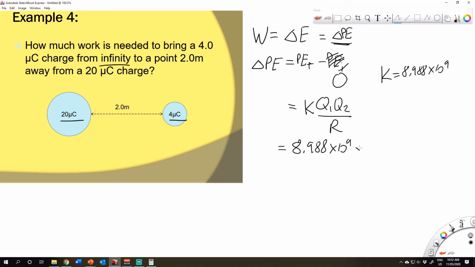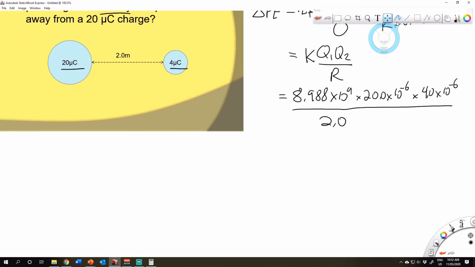9, 20 microcoulomb charge, and a 4 microcoulomb charge, and trying to bring them to within 2 meters of each other. Simplifying my exponents, I get the following, times 10 to the negative 9 minus 6 is 3.